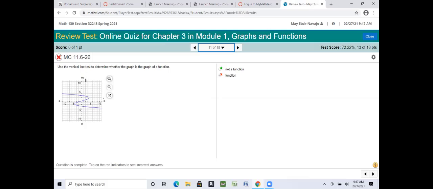You can use the vertical line test. If you draw a vertical line through a graph, and the vertical line passes through the graph at more than one point, then we conclude it's not a function. That violates the definition of a function. And we have a lecture on that as well. But write down this reference number, 11.6-26. So once you're done with all that, you close this.